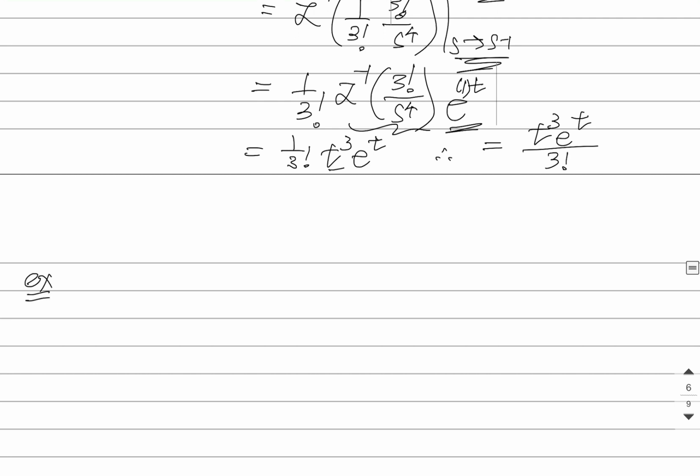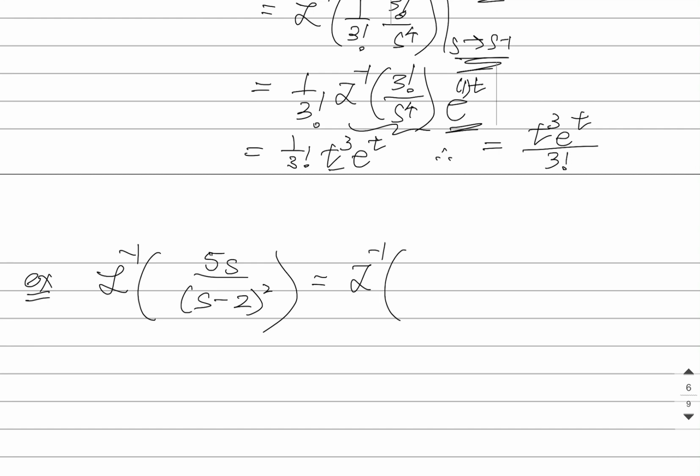As a slightly more involved function here, we want to get adept at dealing with shifts and using the right shift. Now, here's another example. I've got this 5s. Now remember, the shift here that I want to deal with, and I can see it very clearly, is an s minus 2.